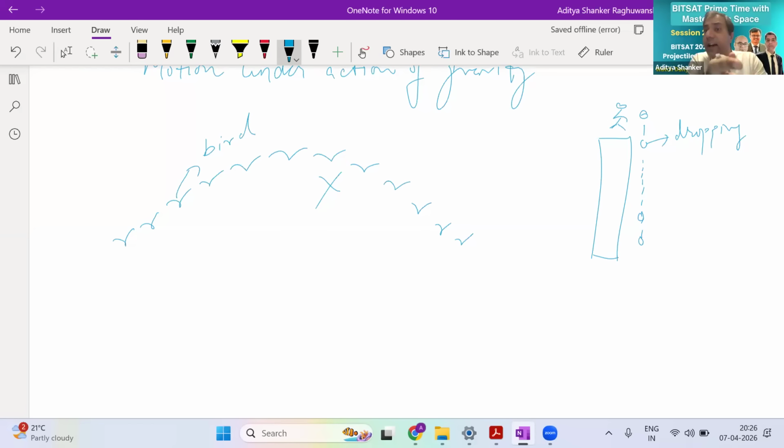When such questions are asked, which one of these is projectile motion and which one is not, my dear friend, if a person standing on the top of a building drops a ball, this is projectile motion. Yes, because this motion is happening under the action of gravity. So it doesn't matter whether the path is parabolic or not. If it is under the action of gravity, that's called projectile motion. Hope this concept is clear to you.